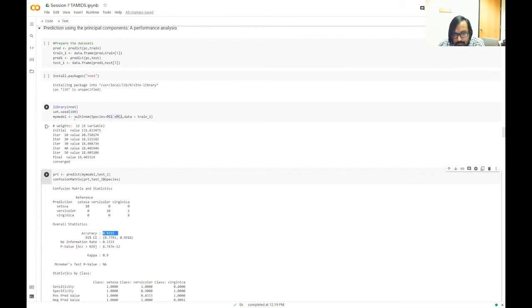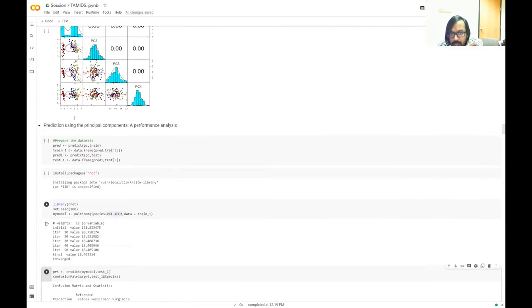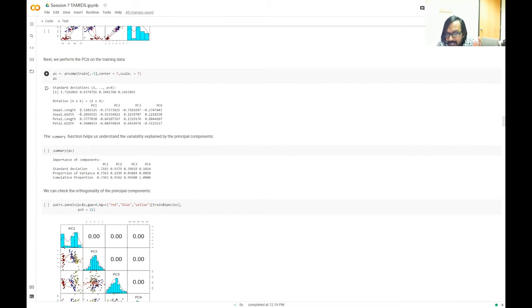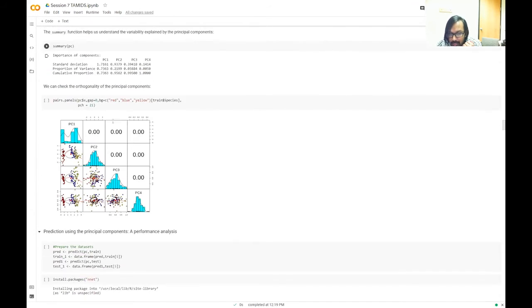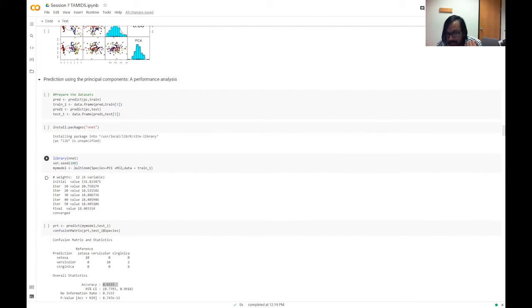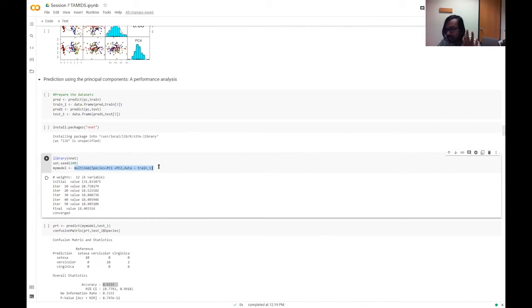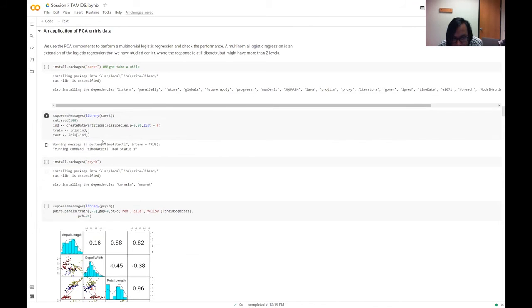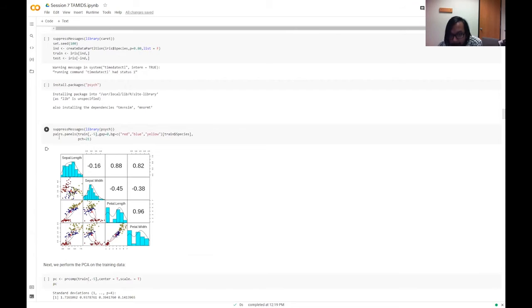So we have done a lot in this section. We have learned how to obtain the PCs. We have learned how to do a multinomial version, an extension of logistic regression, which is another classification technique or a regression technique. We have learned how to use the pairs.panel to look at the pairwise correlation when you have several features.